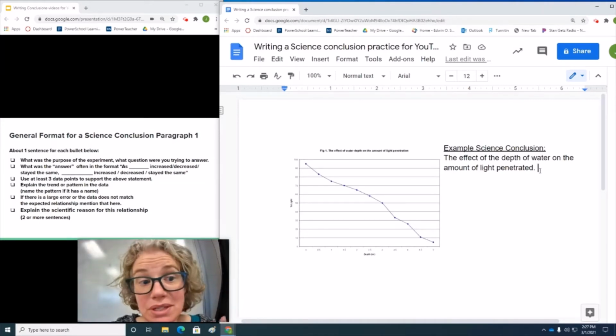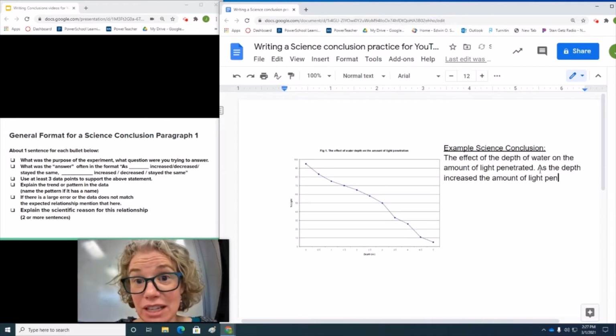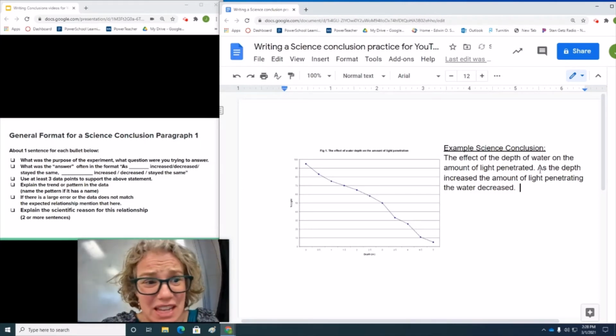Okay, and so that's what we're going to say now, but we're just going to try to say it in science fancy language. Okay, so as the depth increased, the amount of light penetrating the water decreased. Okay, so that's just fancy speak for something that you are already familiar with.